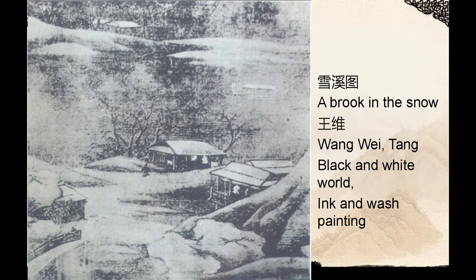Wang Wei, a poet of the Tang Dynasty, was generally acknowledged as the first ink and wash painter in Chinese history. A Brook in the Snow was a masterpiece, depicting a brook in the wild. Black and white, with no color but black ink, just one fold, reproducing a carefree and peaceful snowbound world. We can see cottages, a canoe, and a bridge.